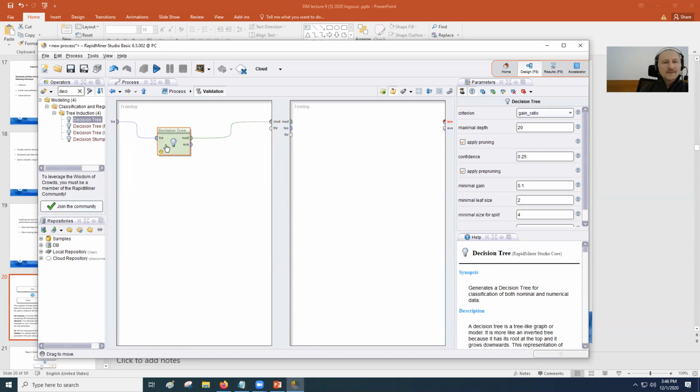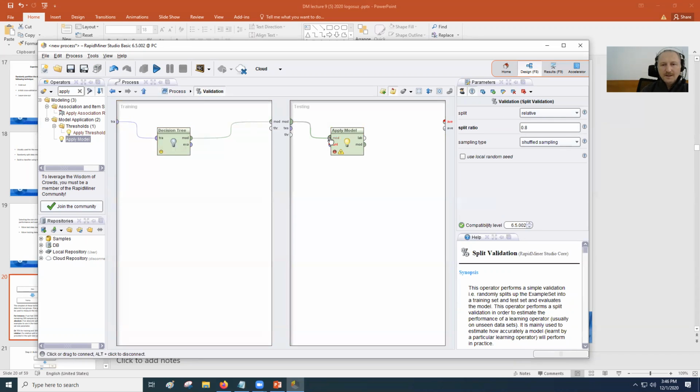I am using 80% of the data, which will enter from here to training. We will train the model by using 80% of my data, and when training finishes, the trained model will be output from here. In this section I will test my trained model. How can I test this one? I should choose the apply model module. Apply model, and then I should also choose the performance module.